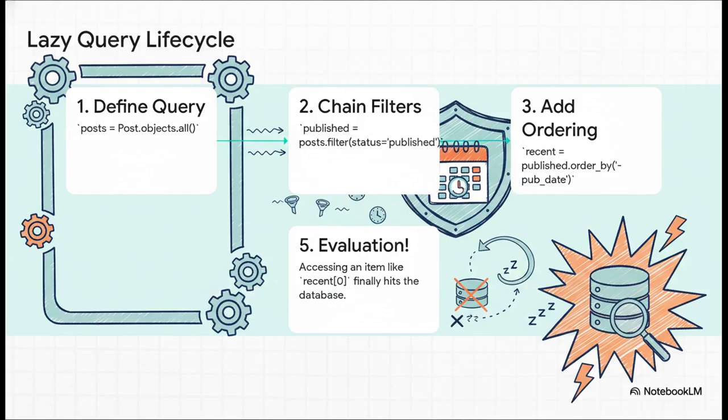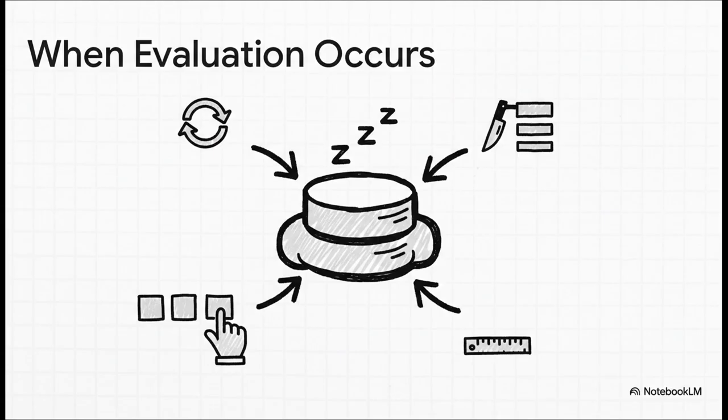It's only on step 5, when we finally say, okay, give me the first item, that the ORM goes, all right, time to work, builds the perfect SQL, and hits the database exactly 1 time. So, what are those triggers? When does the query set finally wake up and do its job? Well, it happens anytime you do something that forces it to produce actual results.